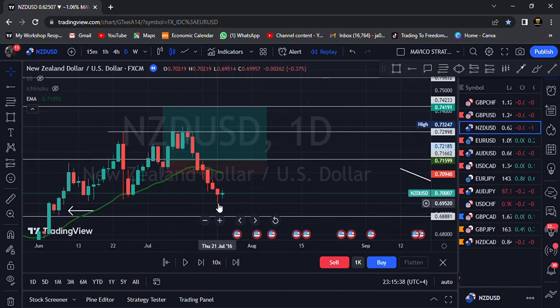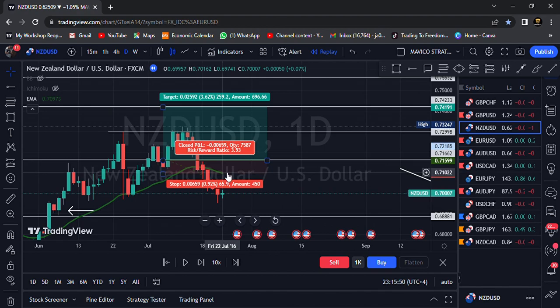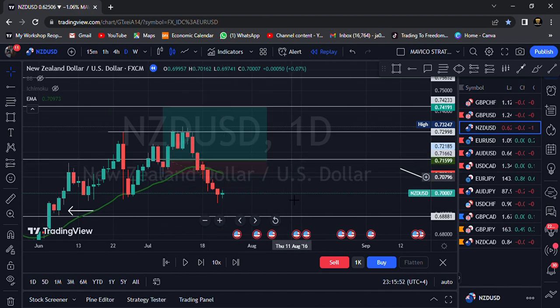Okay, now guys, you see this hammer. What's the next thing we are waiting for? We are looking for an engulfing candle. That's the next thing we are looking for, an engulfing bullish candle above the moving average on top of the level. If we don't find anything like that, we are not buying. So let's go.